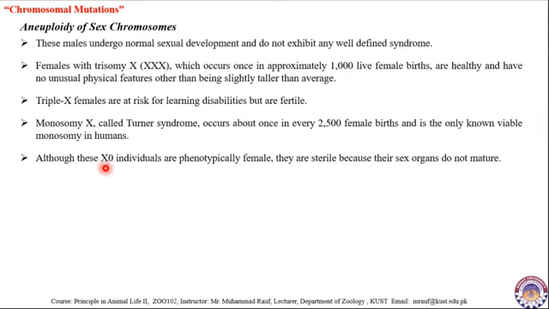Although these XO individuals are phenotypically female, they are sterile because their sex organs do not mature. Now, monosomy is a condition when one of the sex chromosomes is missing. So those females will have a chromosome complement of 2n-1 or 45, and they will have only one copy of the sex chromosome. The other copy is missing and represented as 0.